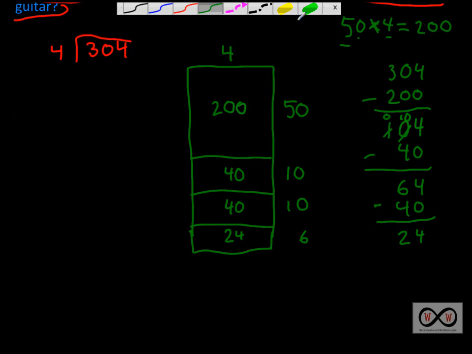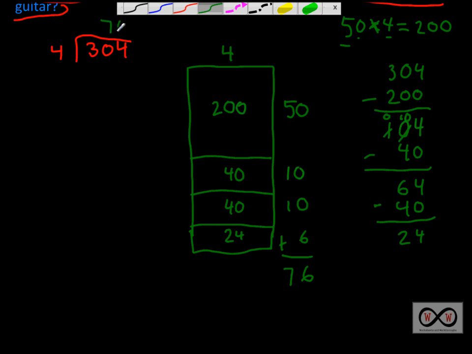Okay, let's add up these numbers. 4 went into 304 50 times, and then we added 10 times 4 to that, and so on. We kept going. So we can add up these. We've got 0 plus 0 plus 0 plus 6 in the ones place. And then we're going to add these 5, 6, 7. So it would be 76. So this should work out.